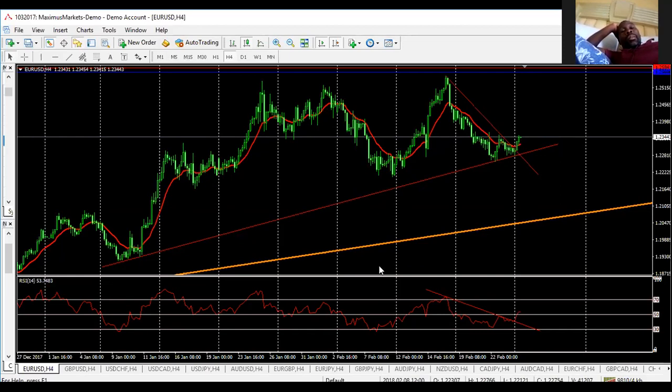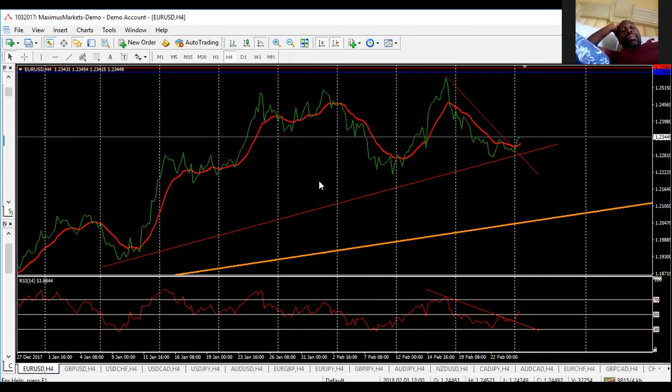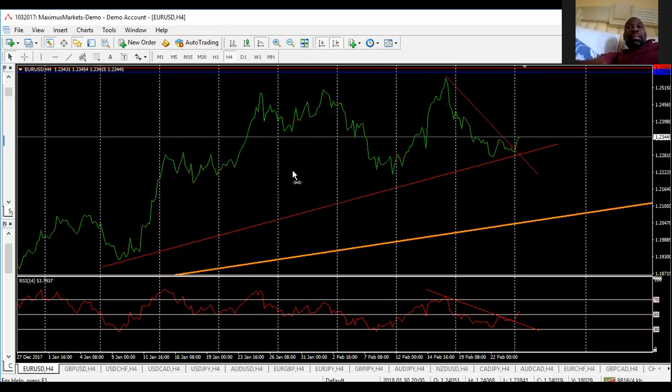The first thing to do is to switch your chart to line chart. Like this, I will switch my chart to line chart. Let me remove the moving average. That's the first thing you do. You switch your chart to line chart. This is where I get the line chart. I clicked on it, and the candlestick becomes line chart.